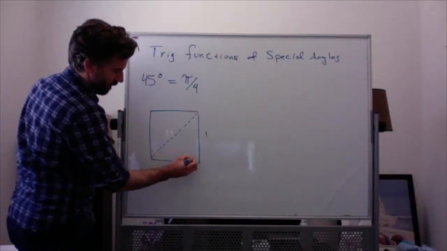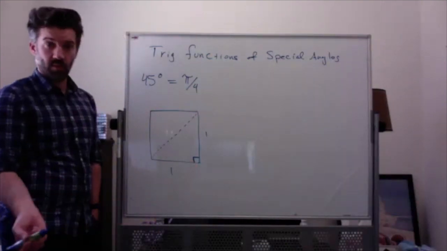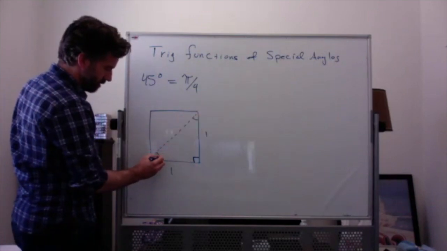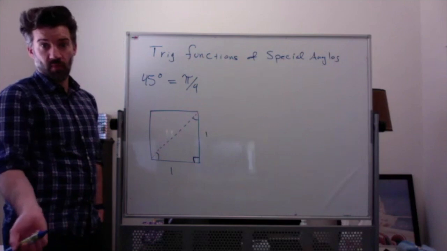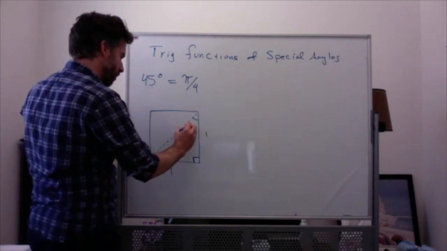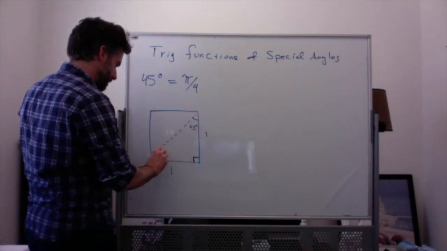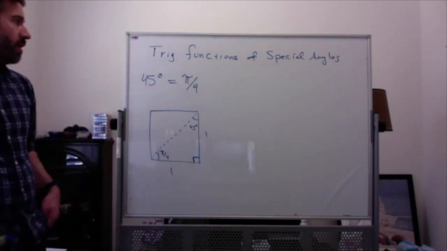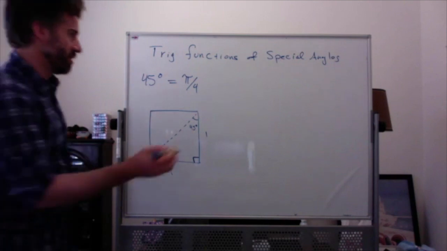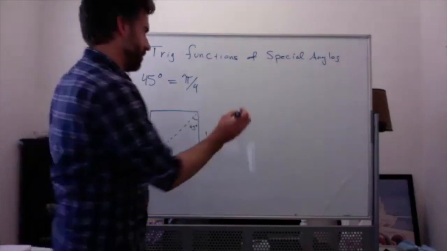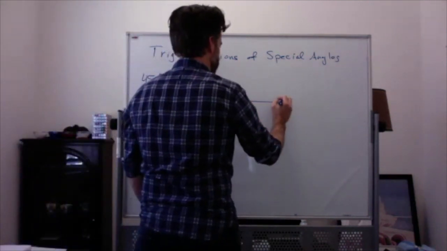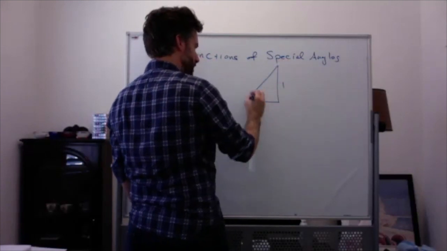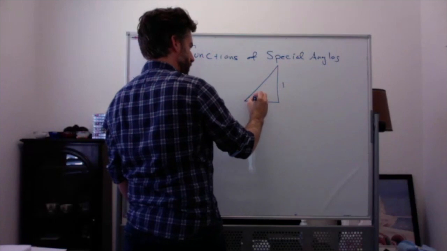This angle is a right angle, which is 90 degrees or pi over 2 radians. And each of these angles are the same. They're both 45 degrees or pi over 4 radians. Same deal either way. And so then I like to redraw it. So we just have the triangle. So here's our triangle with base 1, height 1, angle pi over 4.